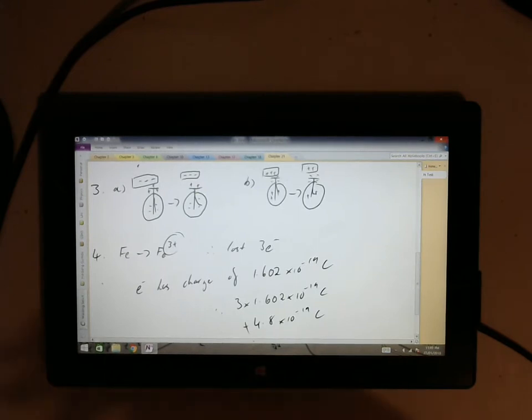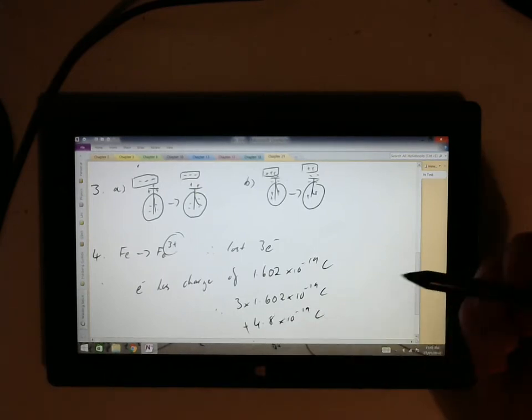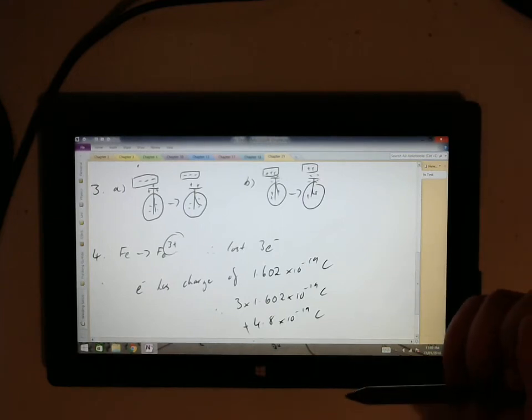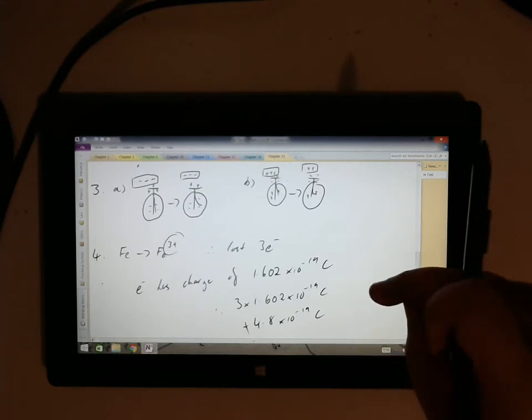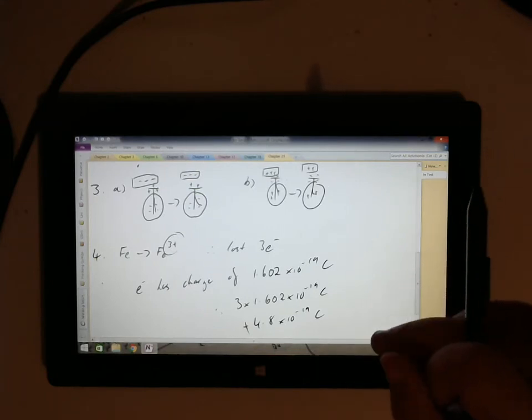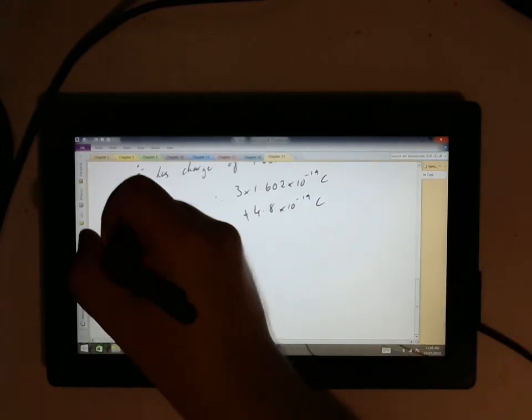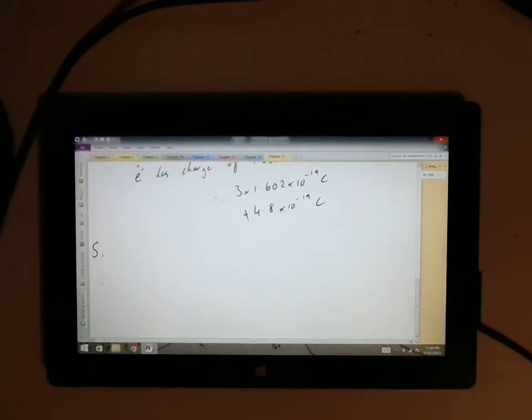If it had gained 3 electrons, it would have been negative 4.8 times 10 to the negative 19. It's still going to be the same amount of charge. All that's different, because it's lost electrons compared to gaining electrons, is whether it's positive or negative. Just remember, we're talking about charge on things, we're just talking about electrons moving about.